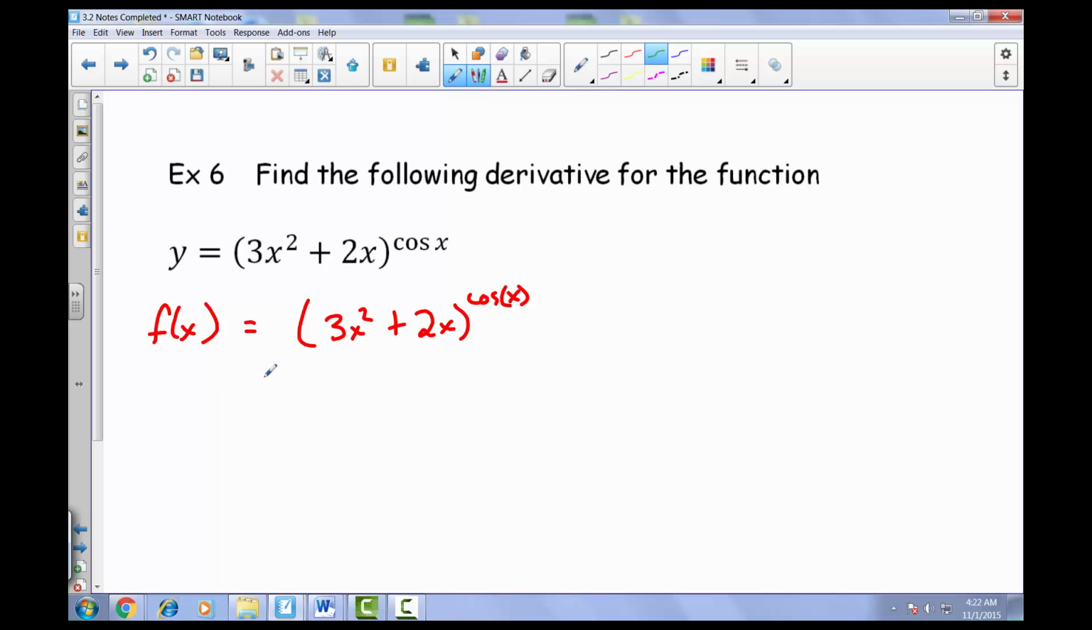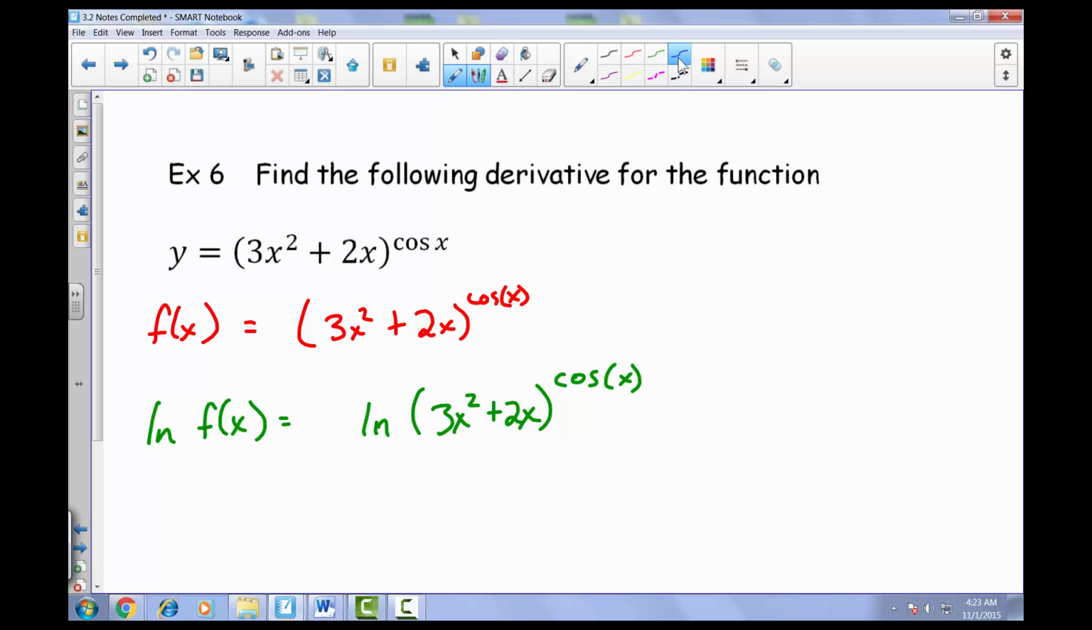Now, what we can do on both sides is go ahead and take the natural log. So then we have the natural log of f of x is equal to the natural log of 3x squared plus 2x raised to the cosine of x power. And the reason why that works is because what you do to one side, you have to do to the other. So all we did there was just take the natural log on both sides.